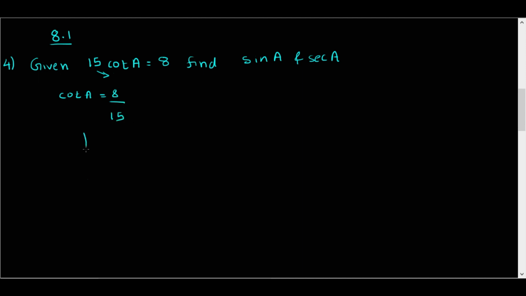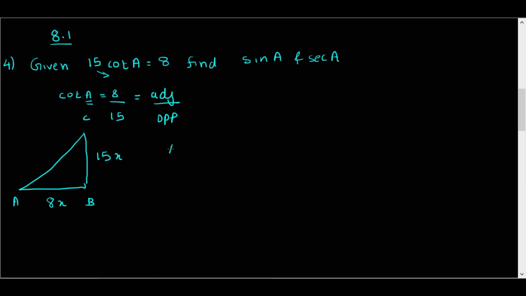Now if I draw this on a triangle, what does cot A mean? The ratio cot is given by adjacent side by the opposite side. Adjacent and opposite side with respect to which angle? With respect to angle A. So let this angle be A. So adjacent side is 8x and the opposite side would be 15x. Now let this be B and C.